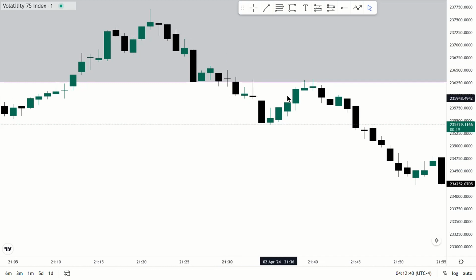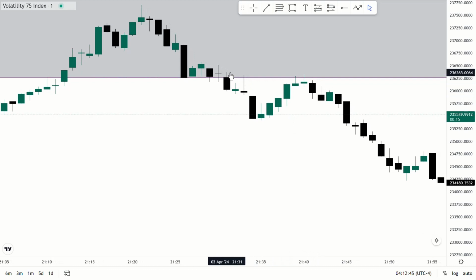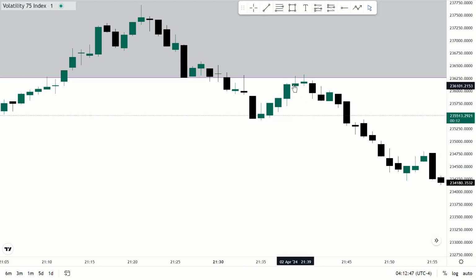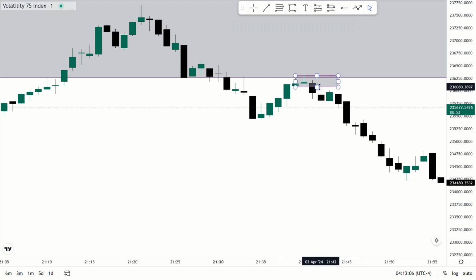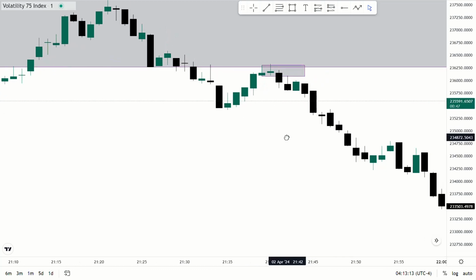I was just waiting for it to take out this inducement, and after taking out this inducement, there was already a single candle order block here, as you can see, right here. This is where the entry was. When it touched this low here, I was already on break even.